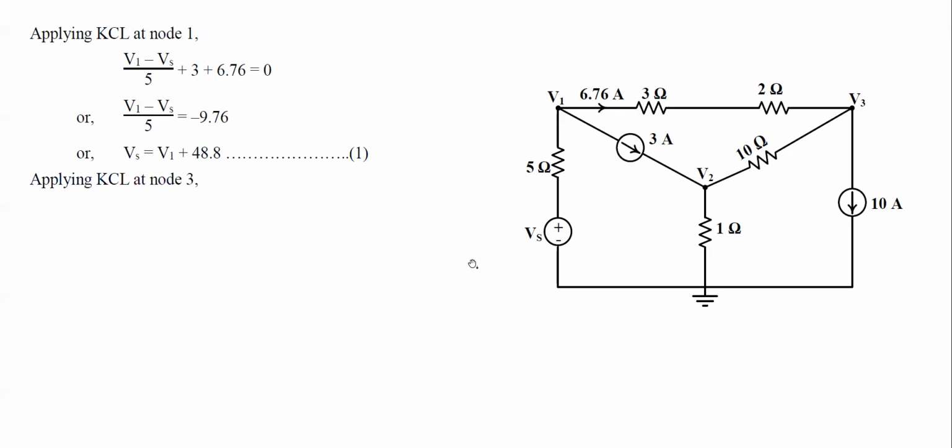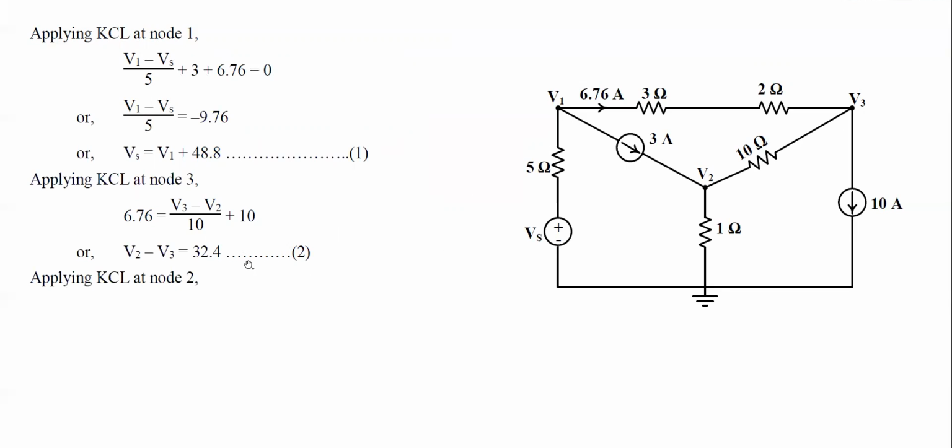Now we'll apply KCL at node 3. We can easily see that the 6.76 ampere current is incoming to node V3, 10 ampere is outgoing, and we will assume the current through this branch is also outgoing. That's why we obtain this equation: 6.76 is the incoming current, 10 ampere is the outgoing current, and (V3 minus V2) divided by 10 is also outgoing current. After simplification, this results in equation 2.